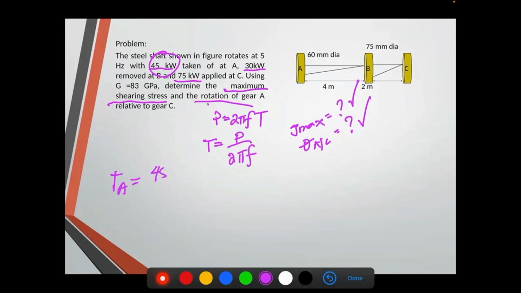Over 2 pi f, f is 5 hertz. I'm sorry. So, ganun lang. For TB naman, substitute nyo yung 30,000. Tapos, for TC, substitute nyo yung 75. So, we will solve the value of TA, TB, and TC. So, ganun lang.